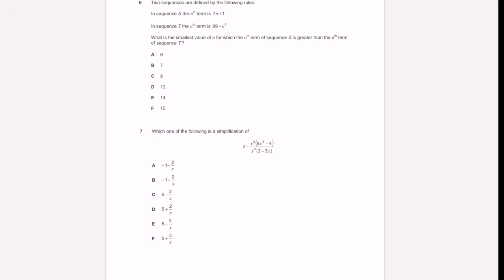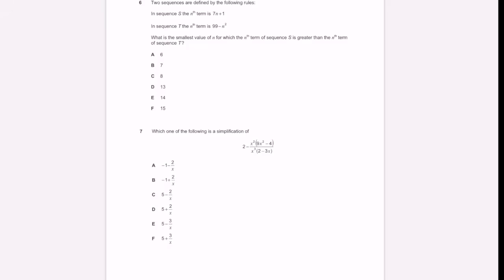Question 6. Two sequences are defined by the following rules. The sequence S, the nth term, is 7n plus 1, and the sequence T, the nth term, is 99 minus n squared. What is the smallest value for n for which the nth term of one sequence is greater than the nth term of the other sequence?